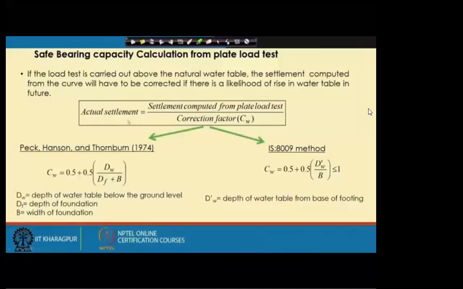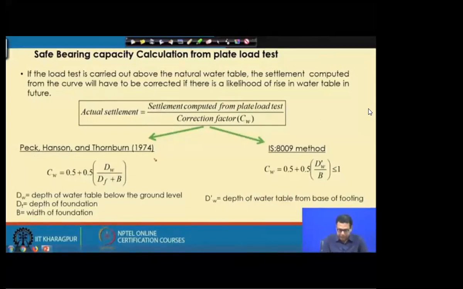So, that is the case here, it is the settlement. We have to divide it by the correction factor. And this correction factor we can get by two methods. One is Peck, Hansen and Thornburn 1974, where dw is the depth of water table below the ground level.